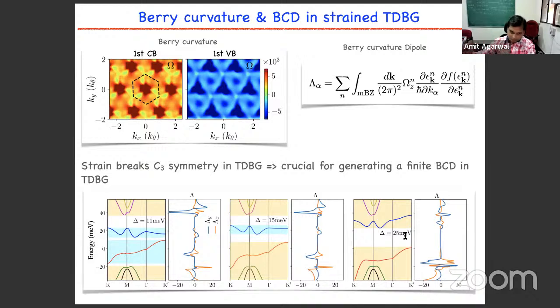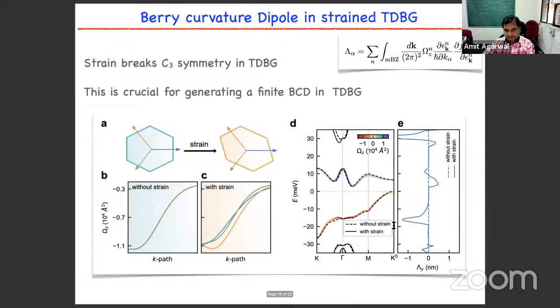Okay. So here's some plots as I vary delta from 11 to 15 to 25 MeV. How do the bands move, let's say? And here's the plot of the Berry curvature dipole. Okay. So these are theoretical calculations. We go to the experiments in the next slide basically. Okay. So this is the last theory slide I have. And next I will have only experiments.